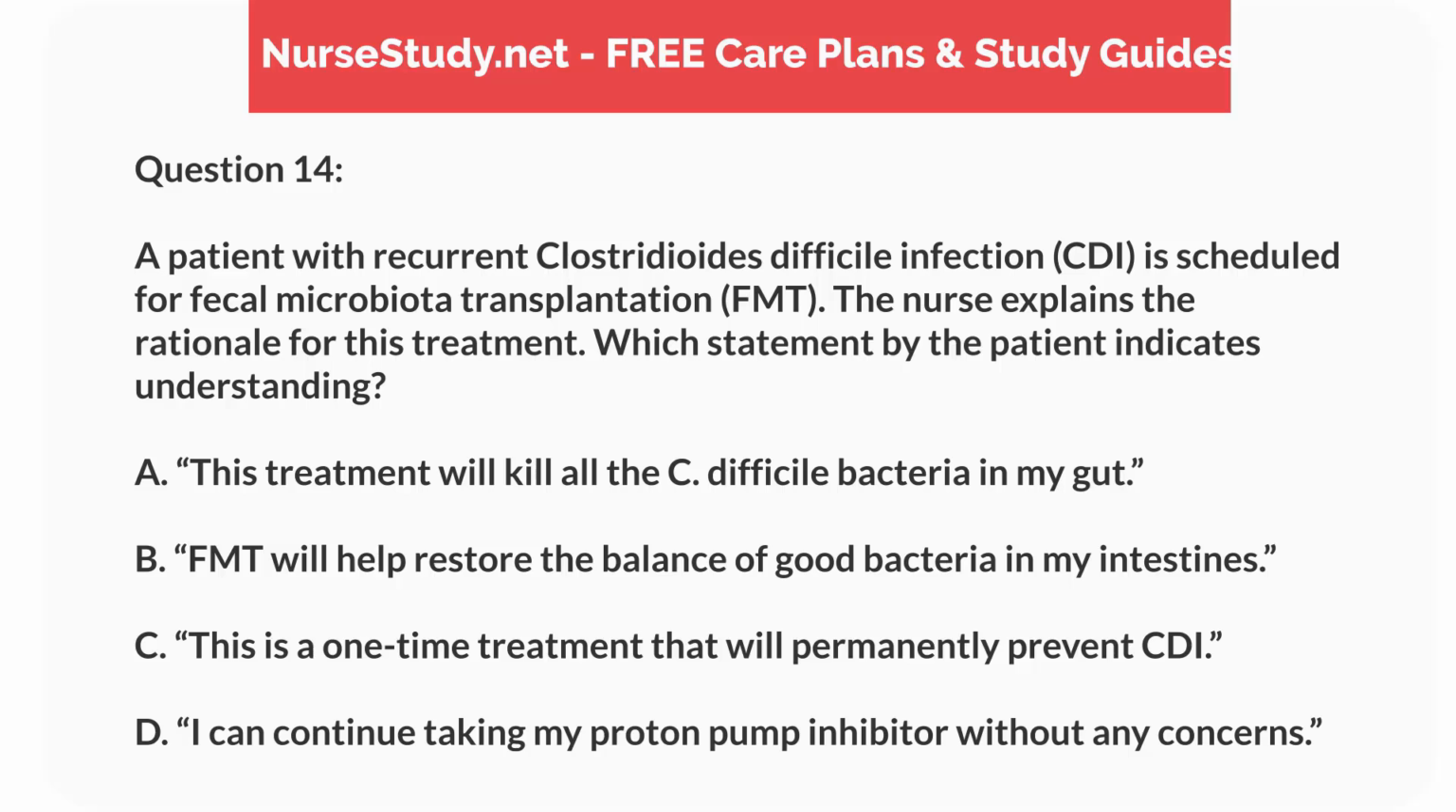Question 14. A patient with recurrent Clostridioides difficile infection, CDI, is scheduled for fecal microbiota transplantation, FMT. The nurse explains the rationale for this treatment. Which statement by the patient indicates understanding? A. This treatment will kill all the C. difficile bacteria in my gut. B. FMT will help restore the balance of good bacteria in my intestines. C. This is a one-time treatment that will permanently prevent CDI. D. I can continue taking my proton pump inhibitor without any concerns.